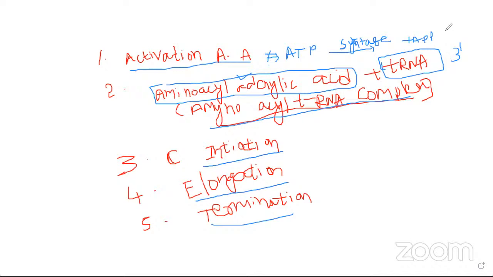This amino acyl group is transferred from AMP to the 3' end of tRNA. As a result, the amino acyl tRNA complex is formed. Formation of amino acyl tRNA complex. Right? Is it clear?